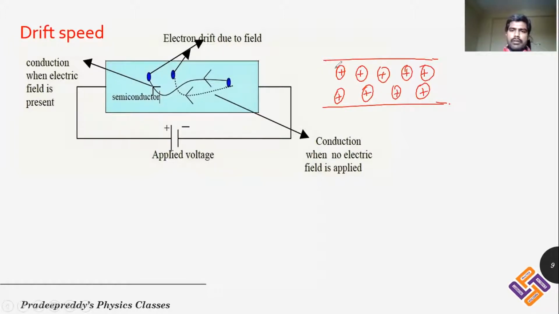And there were electrons. Here there is an electron, here there is an electron, here there is an electron, here there is an electron. These all are free electrons which are generally moving in random direction.